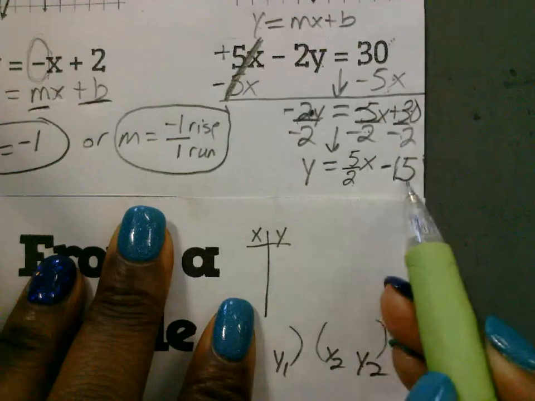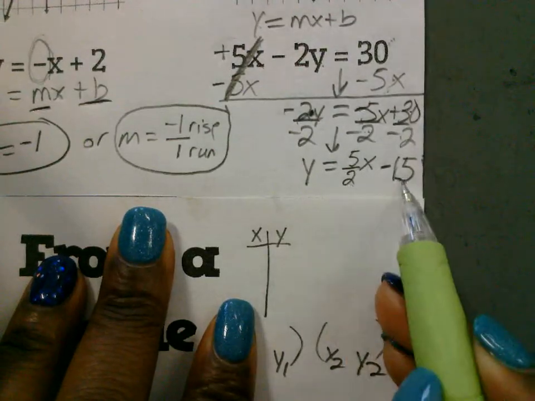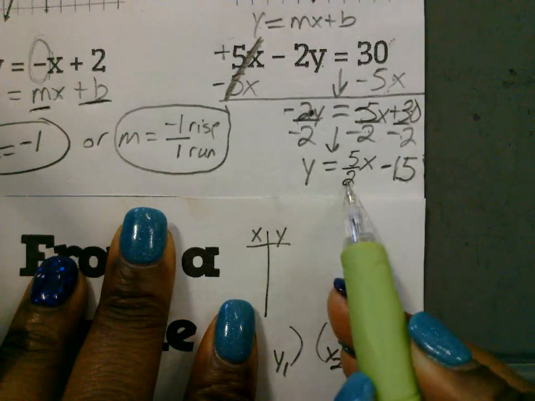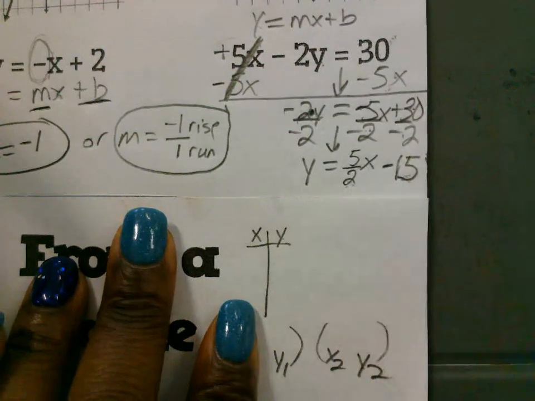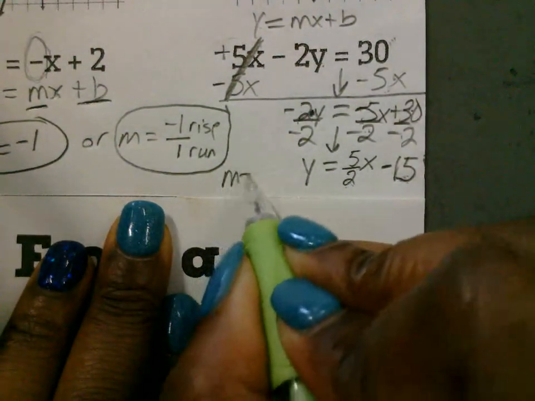Which one of these numbers is attached to the x? 5 over 2. So m is 5 over 2.